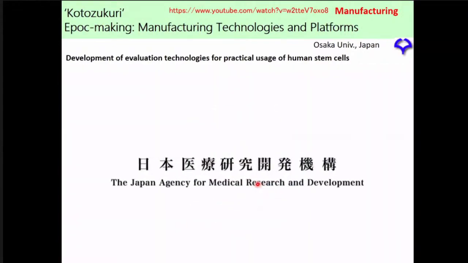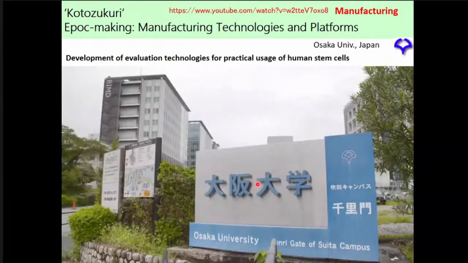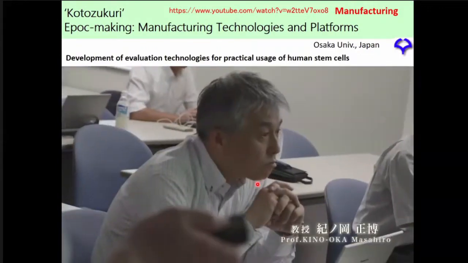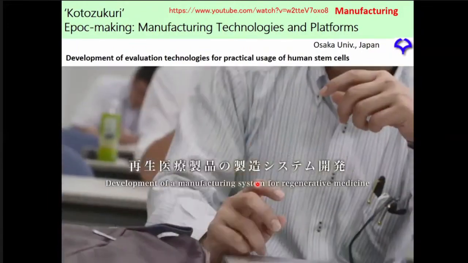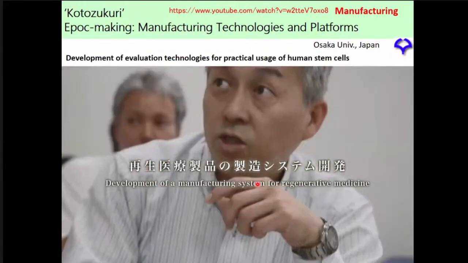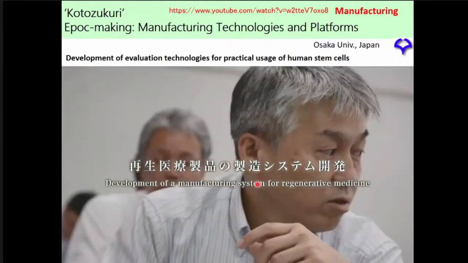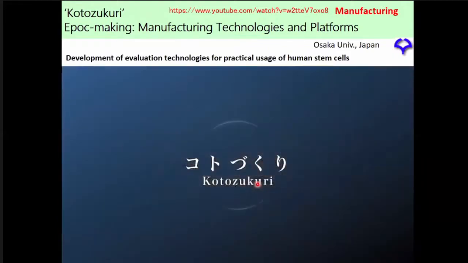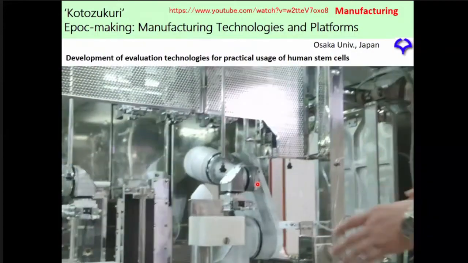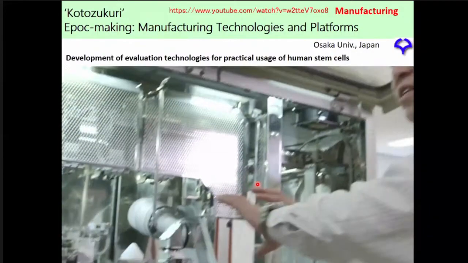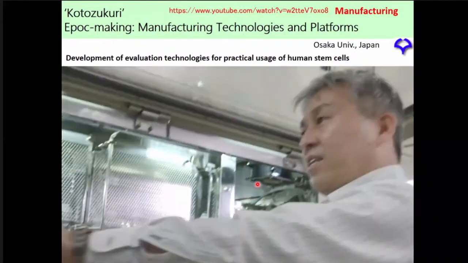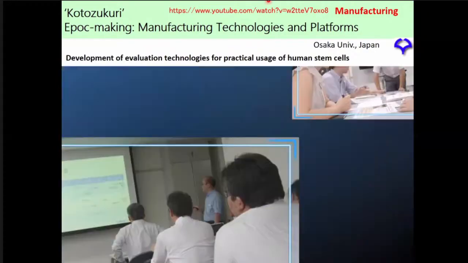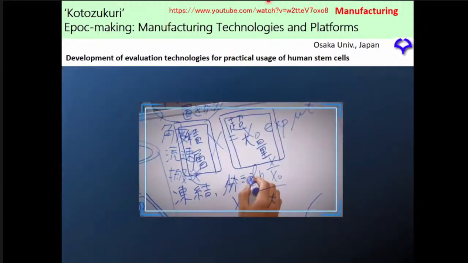Research development to speed up industrialization. Professor Masahiro Hirooka's research group at Osaka University is working on Kotozukuri, an industrial system that will connect individual technologies in order to develop a manufacturing system for regenerative medicine. We established our centralized R&D lab at Osaka University, where we are collaborating with several companies and institutes in order to develop production technology.